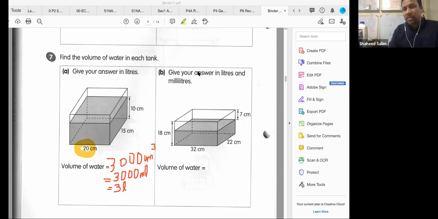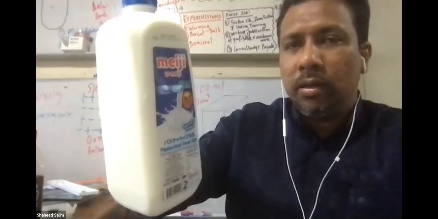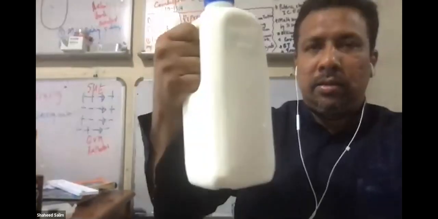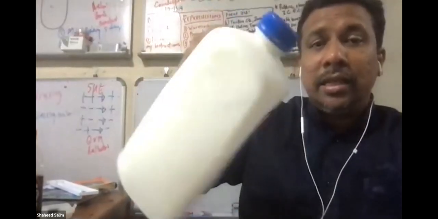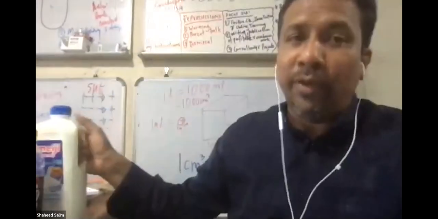3 liters. How big is 3 liters? Imagine this milk. Imagine 1.5 of this. Okay, that's 3 liters. This is 2 liters. You drink this, you will feel very full.